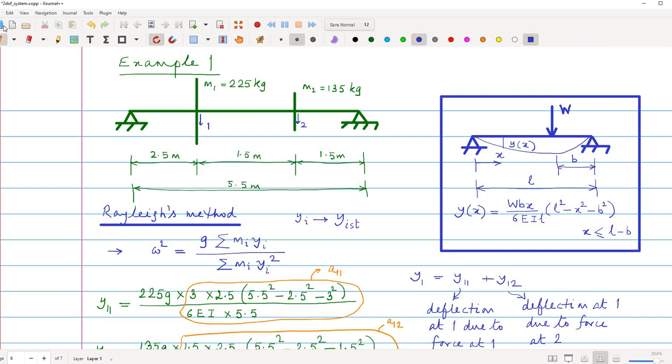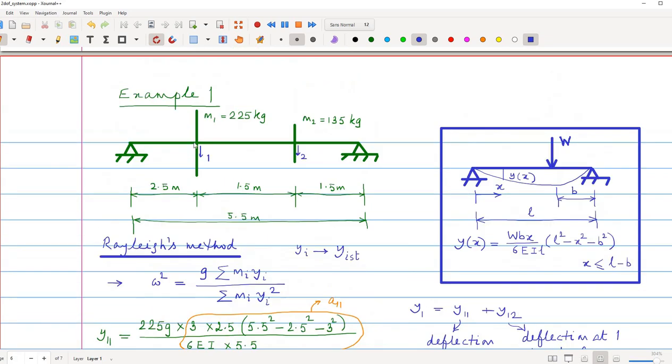if you give a force W here, then the deflection at any x is y = W b x. What is b? b is the length of the right hand side of the W. W b x by 6EIL times (L square minus x square minus b square). But this x has to be less than L minus b. That means x has to be left of the point of application of W.